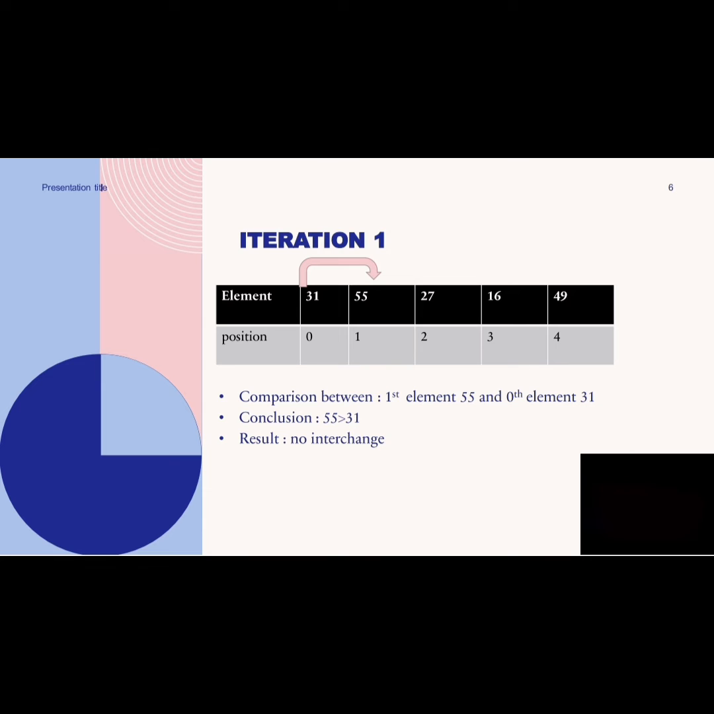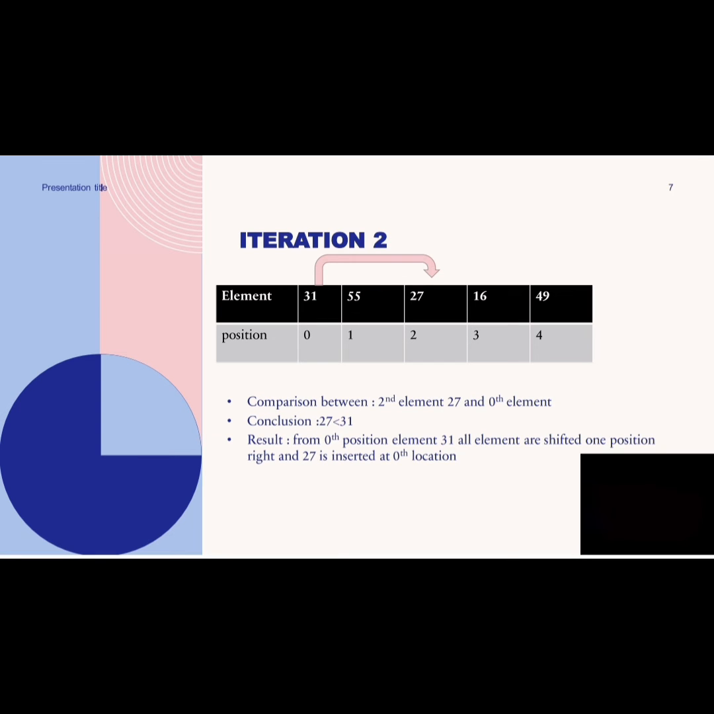Iteration first. Comparison between the first element 55 and the zeroth element 31. The conclusion of iteration 1 is that 55 is greater than 31. The result of the first iteration is no interchange. In iteration second, the comparison between the second element 27 and the zeroth element 31. The conclusion is that 27 is smaller than 31.